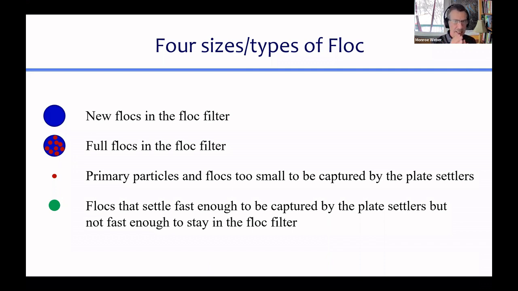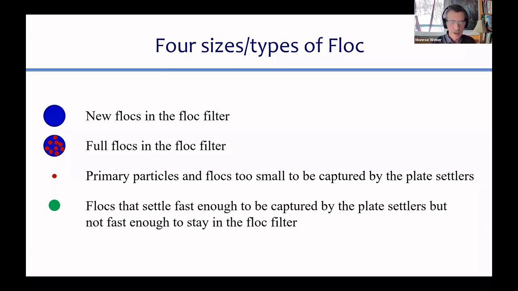The blue one is a new flock that is brand new, and it is just joining the flock filter. I'll explain where it comes from in a little bit. The blue and red dot flock is a flock that's in the flock filter that has become full of clay particles or other small particles. So it's taken on additional particles inside of itself and become full.